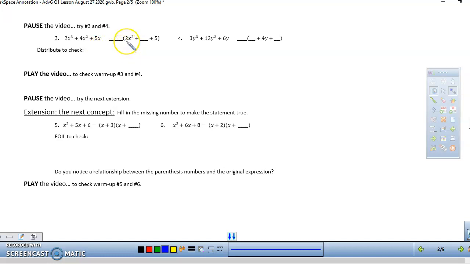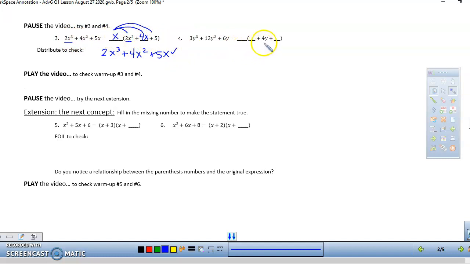Okay, welcome back. So you are going to, again, look at this first term, and what needs to be factored out here is an x. Okay, and we're going to start distributing to check. So x times 2x squared is 2x to the third. x times something is 4x squared. That would have to be a 4x to get a 4x squared. And then x times 5 is the 5x, which is what we needed. Okay, so that matches our original expression. So check. So that's an x and that's a 4x.